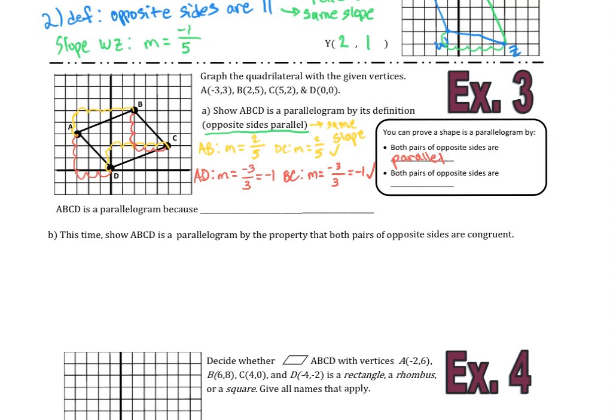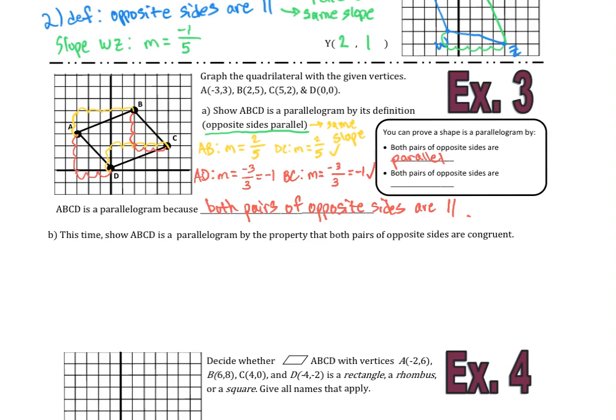Okay. ABCD is a parallelogram because both pairs of opposite sides are parallel. That's the keyword here: it has to say both pairs of opposite sides are parallel. If you just said both pairs of sides are parallel, you could be talking about AD and AB, right? And if you look at AD and AB, those are obviously not parallel. They touch each other, right? Parallel lines should never touch. So you have to say both pairs of opposite sides are parallel.